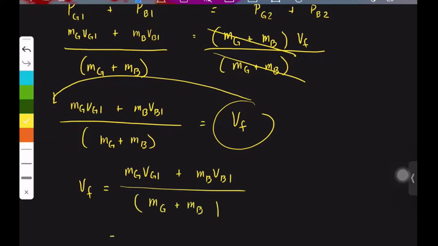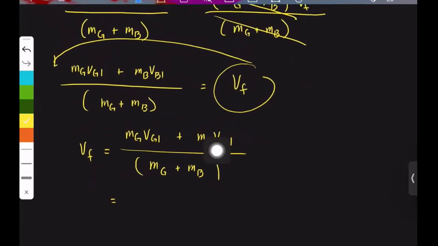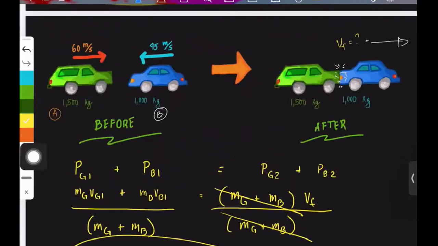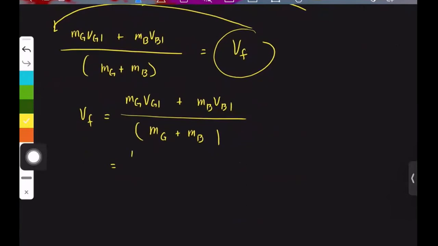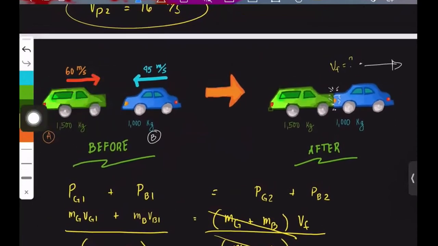After this, you simply substitute all of the given. So mg, or the mass of your green car, is 1,500. So you put there 1,500 kilograms multiplied by the velocity of the green car before the collision. Remember that the green car is moving to the right side of the screen. So we will have here a positive 60.